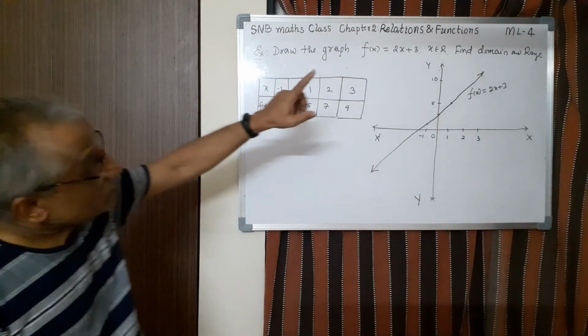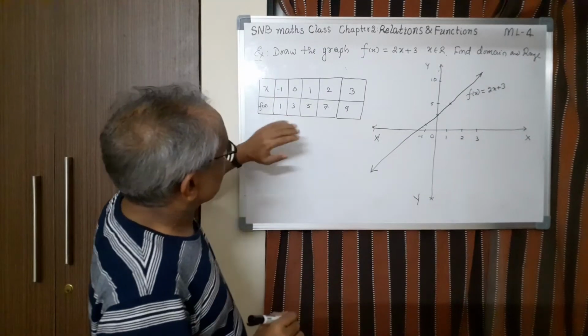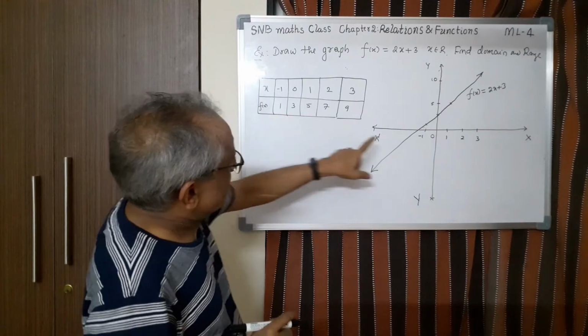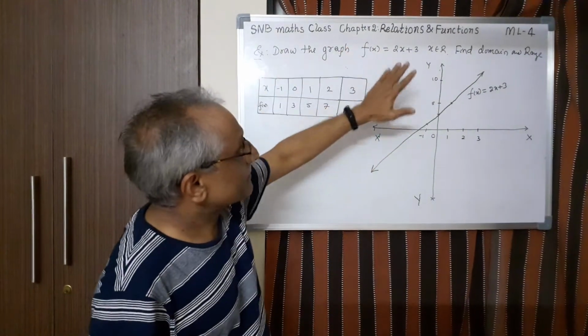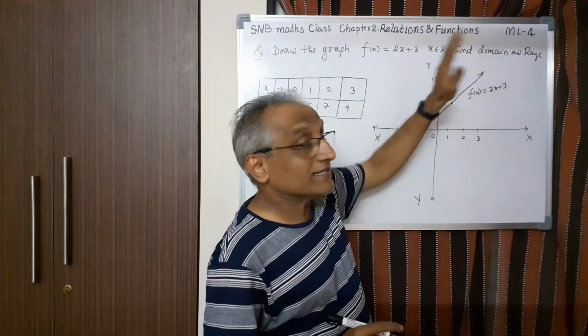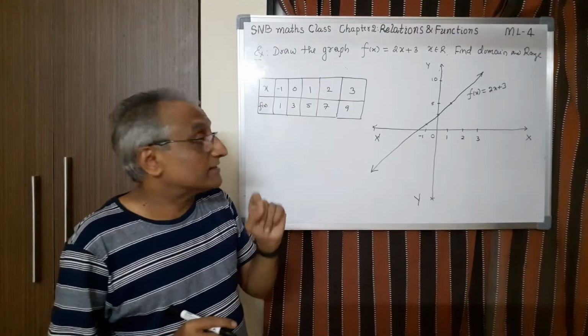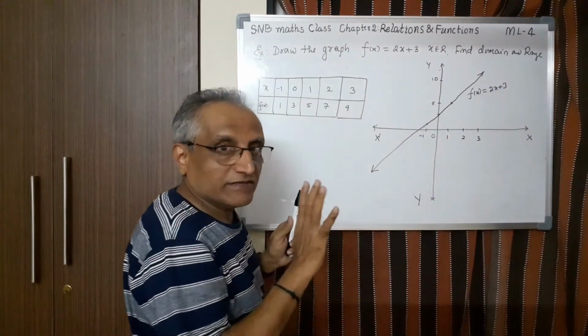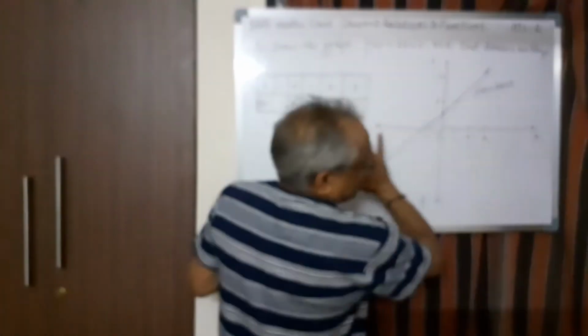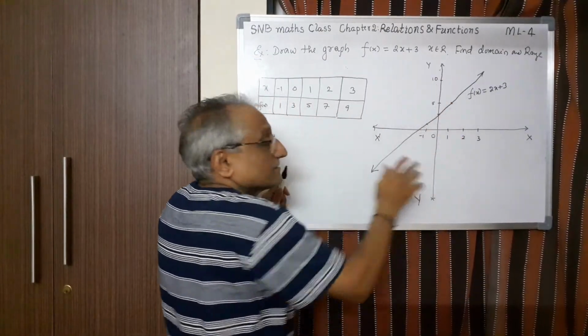Now what is the domain? For every value x here, it is defined. So domain is entire R. What about the range? Graph is very helpful in understanding those things. Remember, when you draw the graph, x-axis refers to the domain and y-axis refers to the codomain.